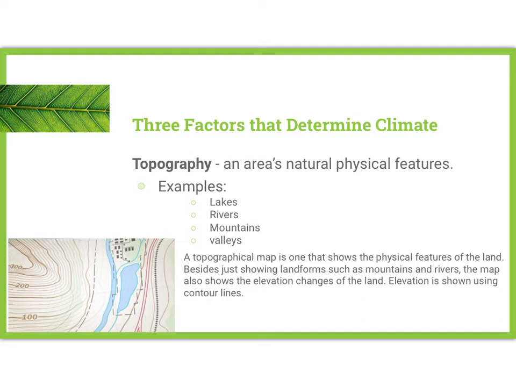So we know that big bodies of water can have an effect on the climate of a region. Mountains, higher elevations might have a different effect. Valleys can trap in some weather.